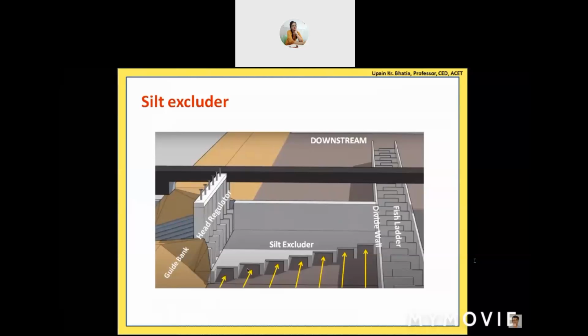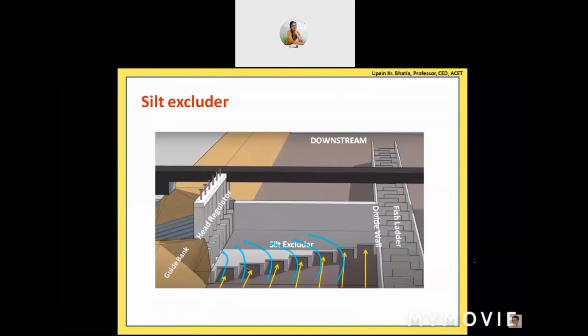The yellow arrows, the bottom layers, basically enter into these tunnels, and on the downstream side of these tunnels we have provided under sluice gates. So we can operate those gates to control the quantity of water which is allowed to the downstream side, and silt along with these layers, this water also goes to the downstream side of the river.